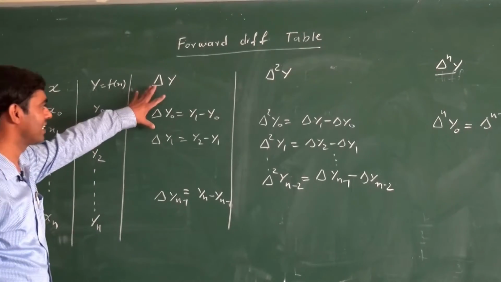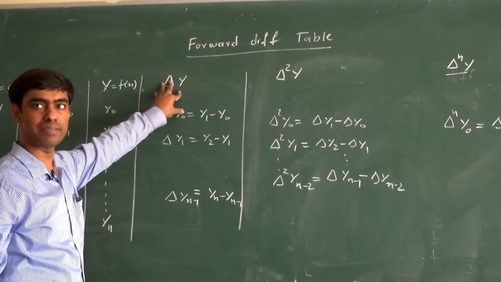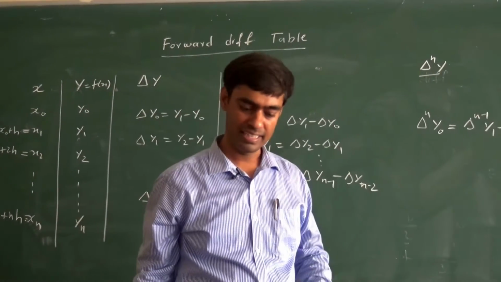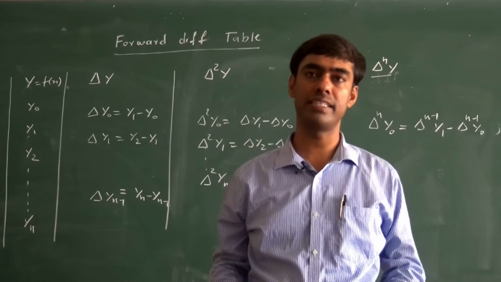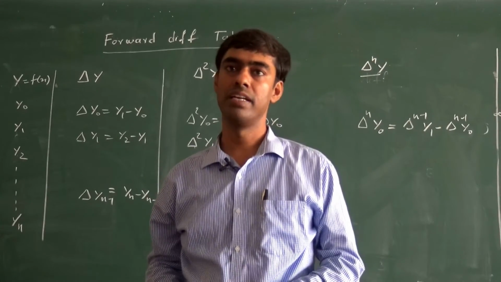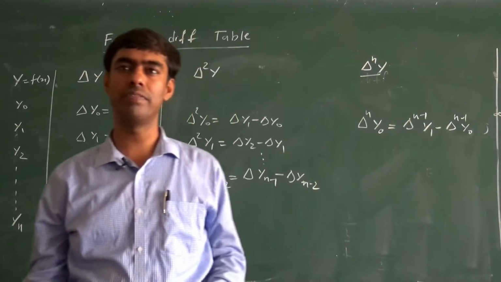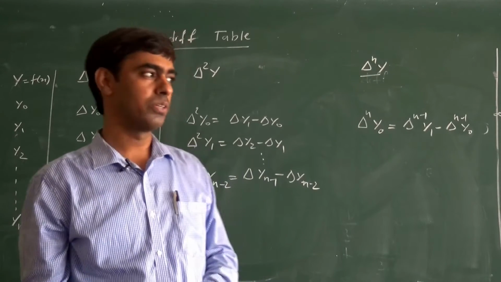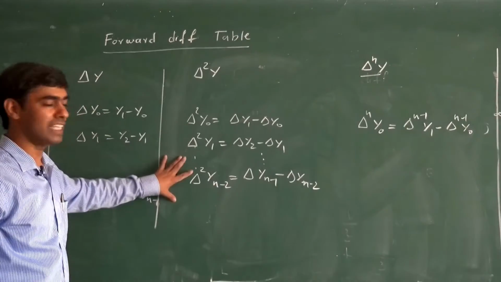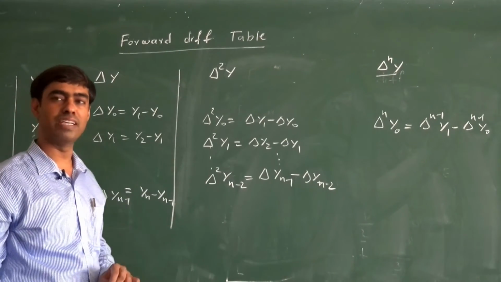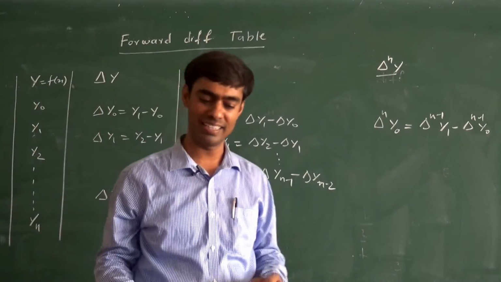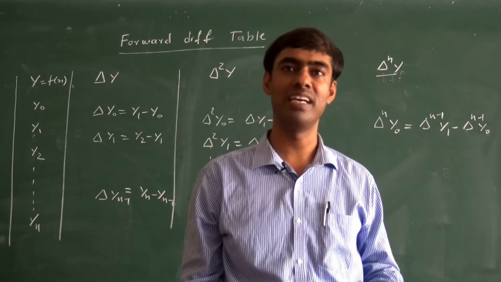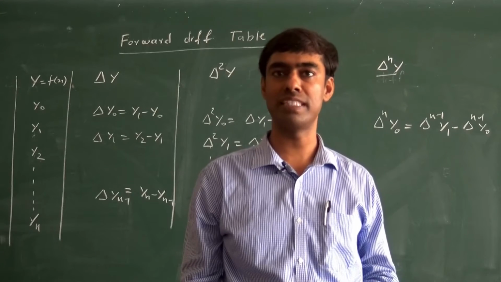Similarly, if we write these values in terms of a backward difference operator, then this table will become a backward difference table. If we write it in terms of a central difference operator, it becomes a central difference table. So in general, there are three types of table: forward difference table, backward difference table, and central difference table. In terms of notation there is a difference between them, but in terms of calculation there is no difference between them.